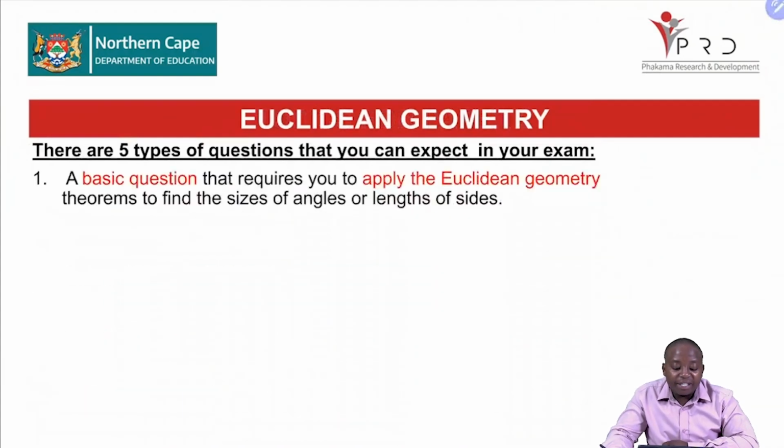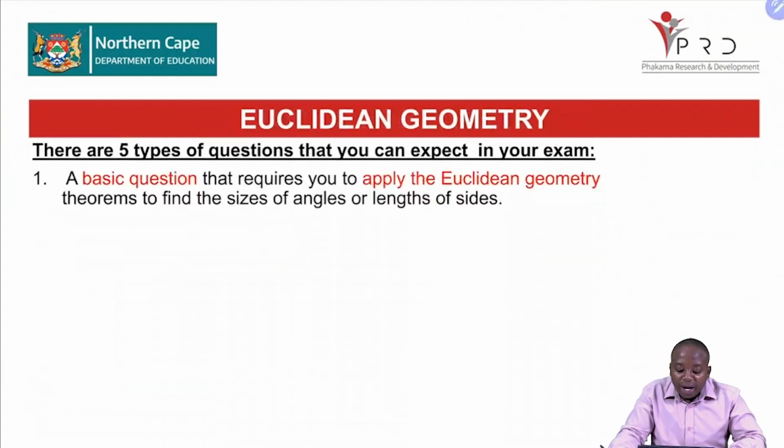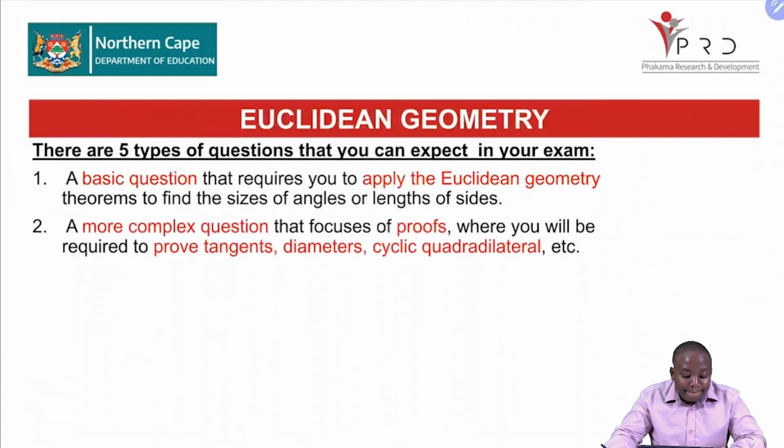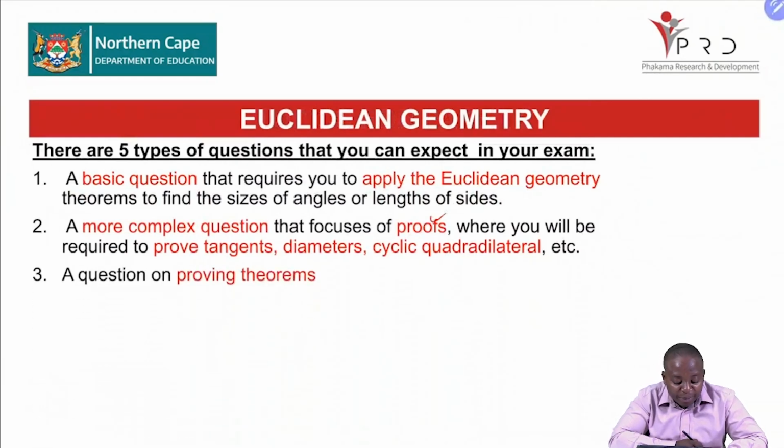And the first question is a basic question where it requires you to apply the Euclidean geometry theorems to find the sizes of angles or lengths. This one is the basic question that operates within working with the theorems and applying the theorems to our diagram that is given. Number 2, we are also going to have a more complex question that focuses on proofs where we'll be required to prove tangents, diameters, cyclic quadrilaterals, etc. So here we're working with proofs for the second type of question.